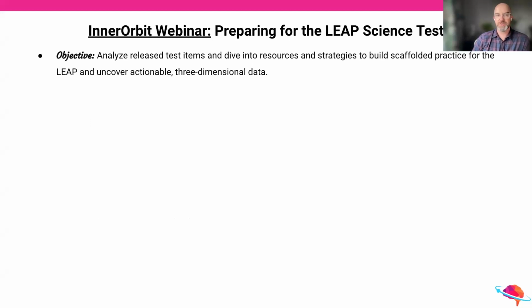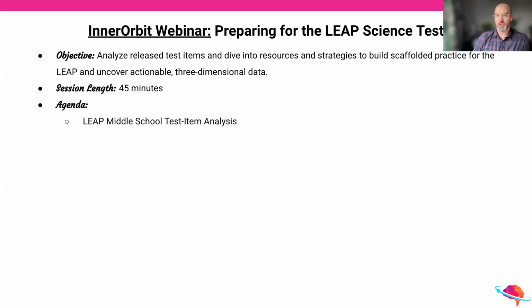So we're here to analyze some release test items and dive into some strategies and resources to build scaffolding practice for the LEAP and uncover three-dimensional actionable data. That's what we really want to do. We're going to be here for about 45 minutes, and we're going to start out with some middle school test item analyses. We'll talk about three-dimensional standards, always important to talk about that, and then talk about how we might scaffold up to those standards.